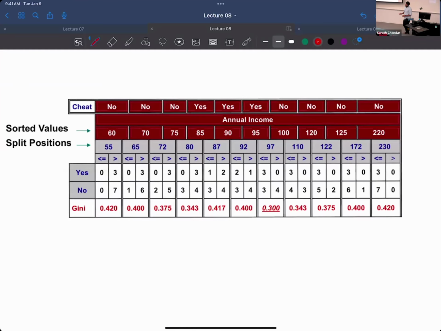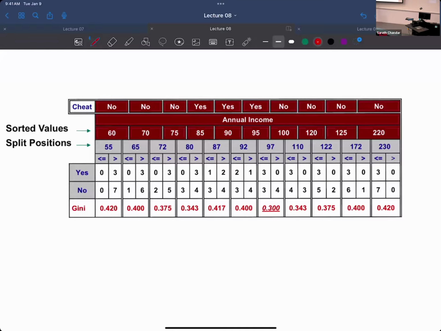What we do here is sort all the values that we have in the data set. Now we are going to consider splits that are between two values. Which means if you have 10 values, then there are only 9 possible splits. For each split, you compute the Gini separately. So now this is going to help you find the ideal split.